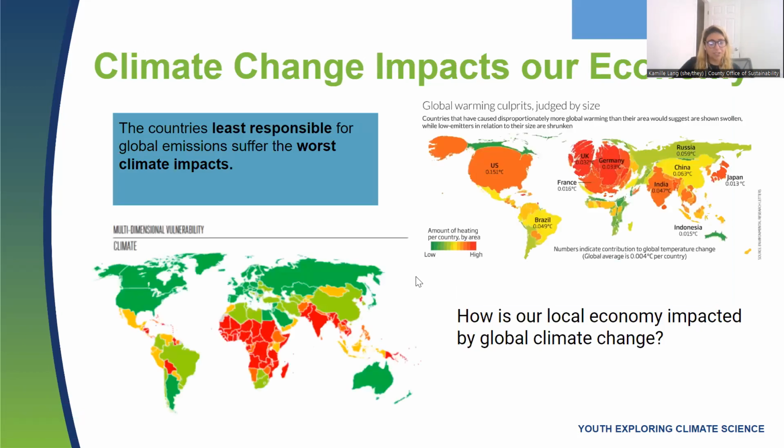So now we're moving on to our next section and our final section of the triple bottom line analysis, thinking about how climate change impacts our economy. So just like we were talking about before, the countries that are least responsible for the global emissions suffer the worst climate impacts. Places that are on the equator, where it's already relatively warm on our planet, are seeing the impacts of climate change and the higher temperature much more than we do in the United States. And that has a lot to do with just the regional location.